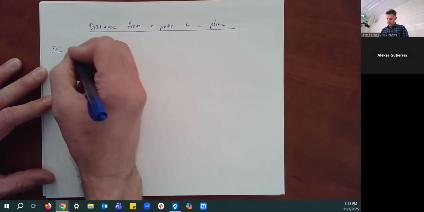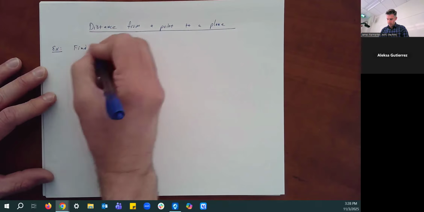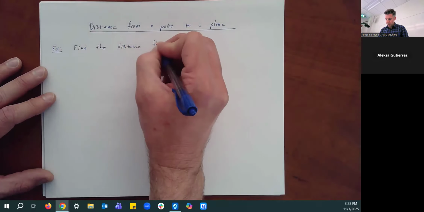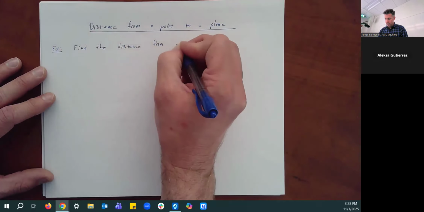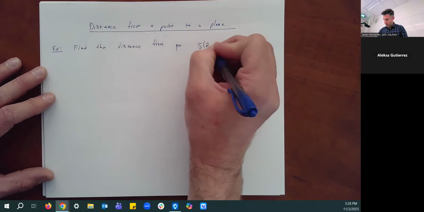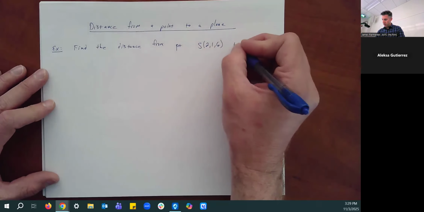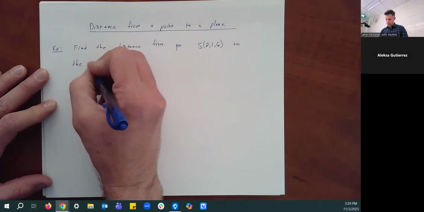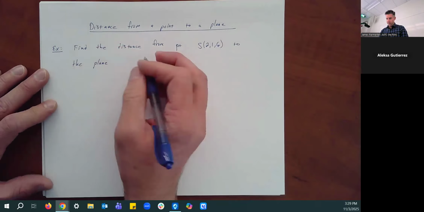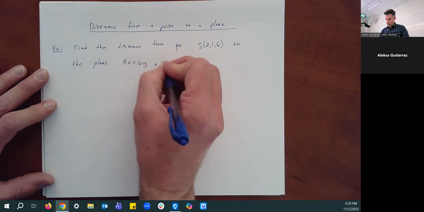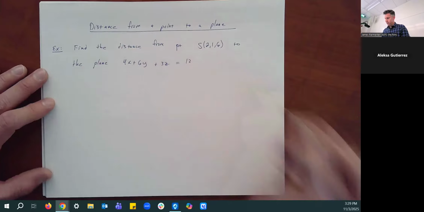Let's say we want to find the distance from the point S, which is (2, 1, 6). In this textbook, S is always the point that's not on the thing, and P is always the point that we pick to be on the thing we're looking at. So from that point to the plane 4x plus 6y plus 3z equal to 12.